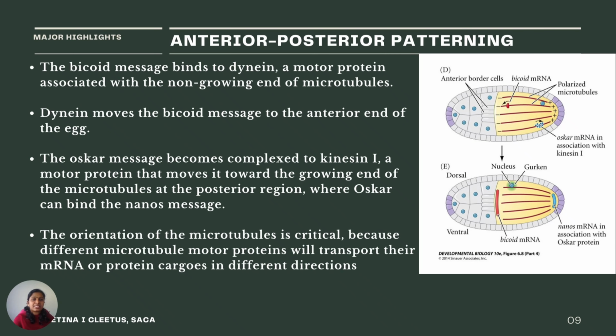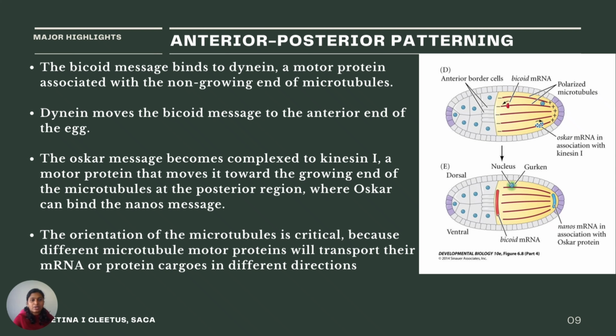The bicoid message then binds to a motor protein called dynein associated with the non-growing end of the microtubules. This dynein moves the bicoid message to the anterior end of the egg. This red colored structure is the bicoid mRNA. It is translocated towards the anterior end, or towards the minus end, along the microtubules.